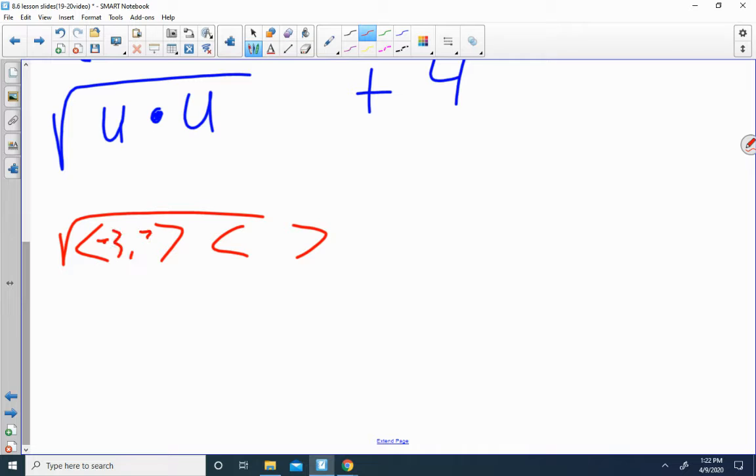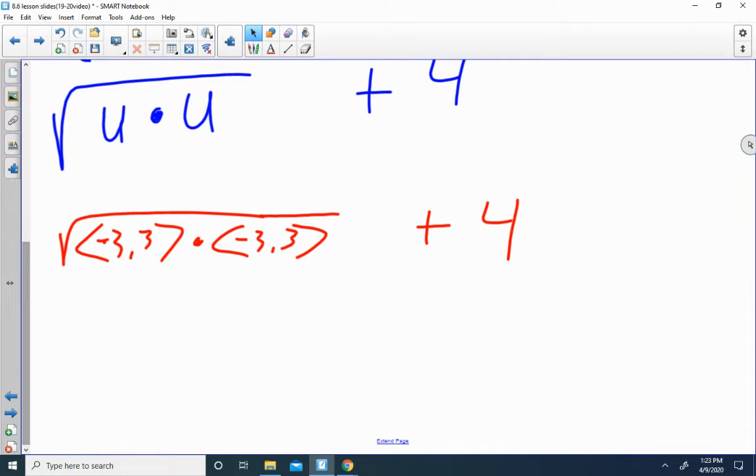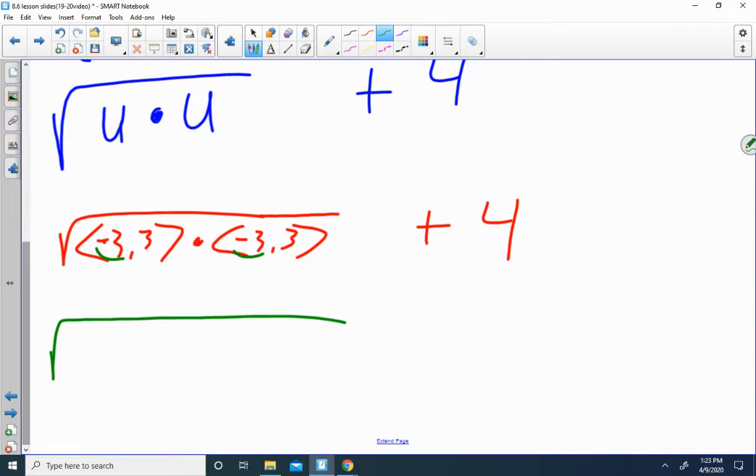Okay, so I'm going to take vector u, copy it twice, and then take the dot product of that, and whatever that is, I will then add it to 4. Multiply the first numbers, you'll get 9. Multiply the second numbers, you'll also get 9. And then add the two numbers.